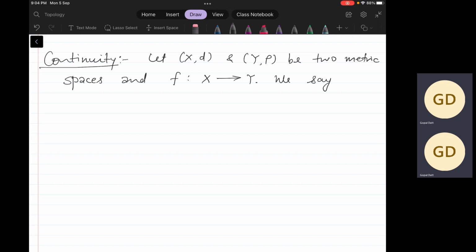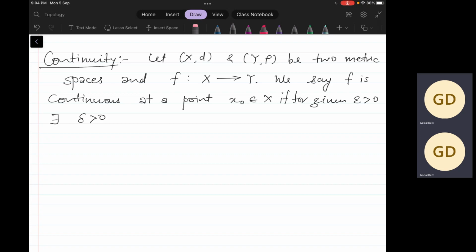We say f is continuous at a point, say x naught in X, if given epsilon positive, there exists a delta which depends on epsilon and x naught, such that whenever the distance between x and x naught is less than delta, we will get rho of f(x), f(x naught) is less than epsilon. So this is the definition of continuity.